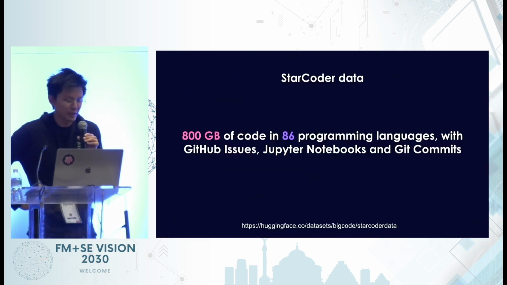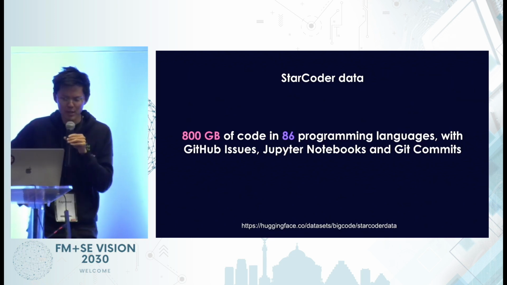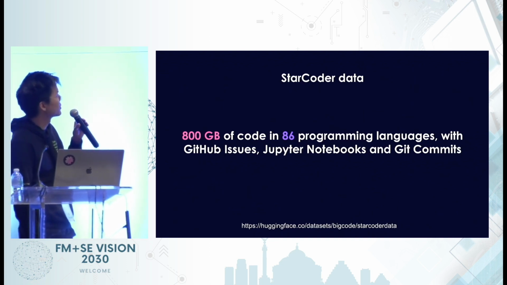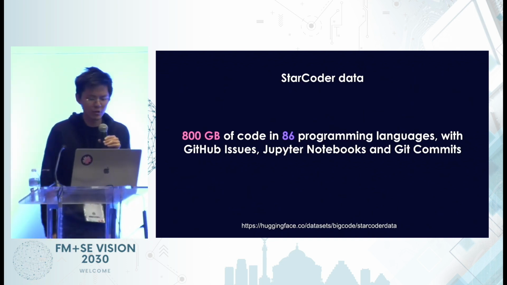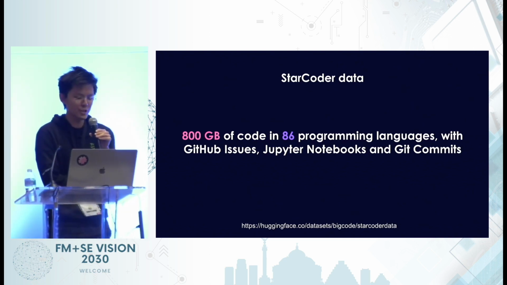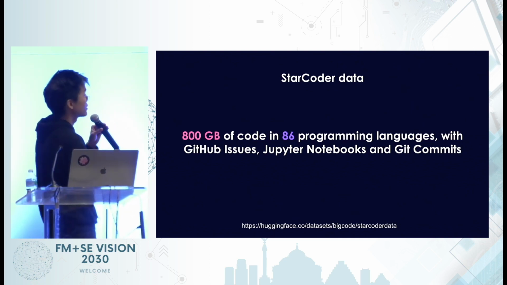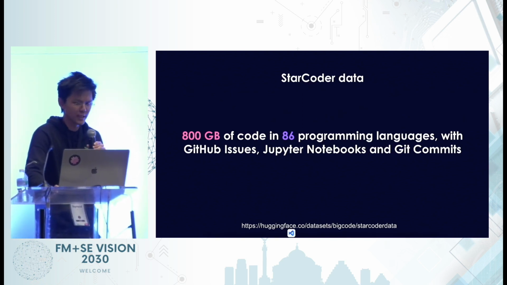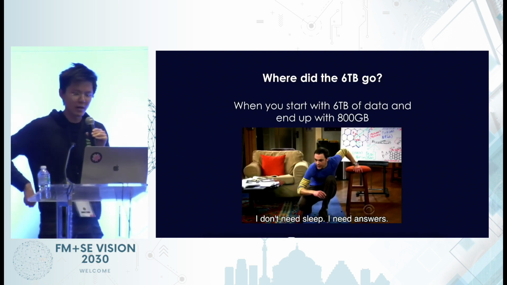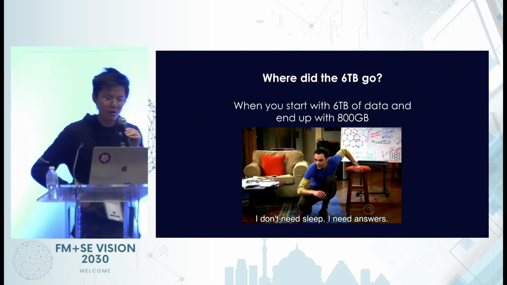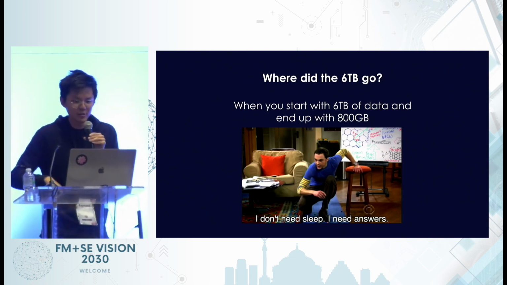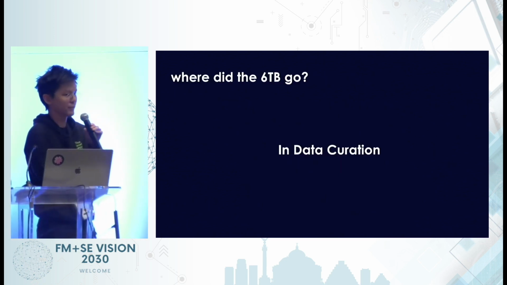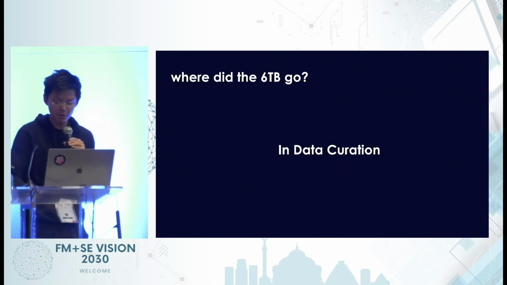First, about the training data. Of course we use the Stack to train our model, but not the whole dataset. The training data that we use consists of 800 gigabytes of code in 86 different programming languages. There are also GitHub issues, commits, and some notebooks. You may wonder, because two slides ago I said we had 6 terabytes of data, so how did we end up with only 800 gigabytes? The answer is that we did a lot of data curation before training the model.